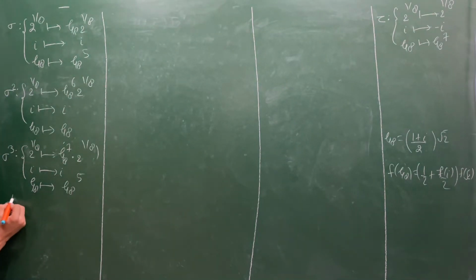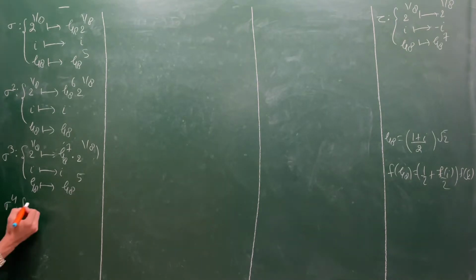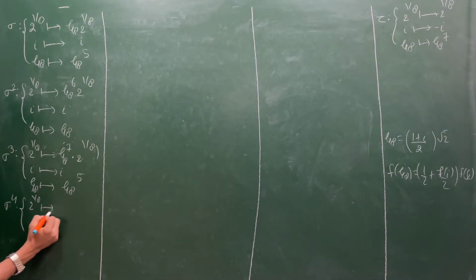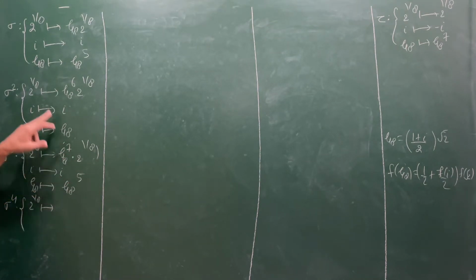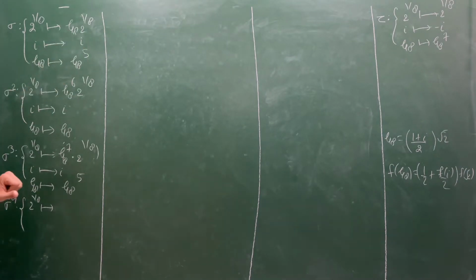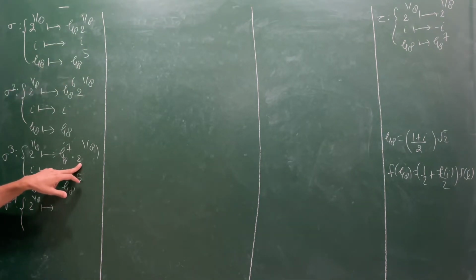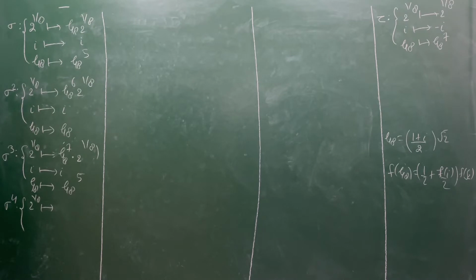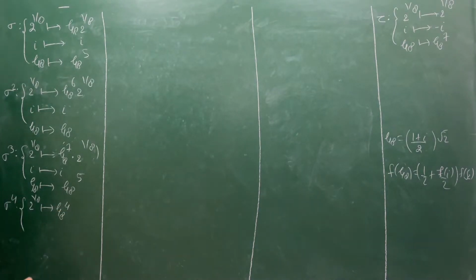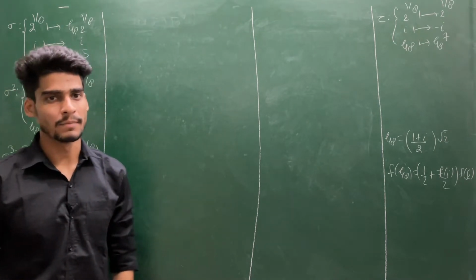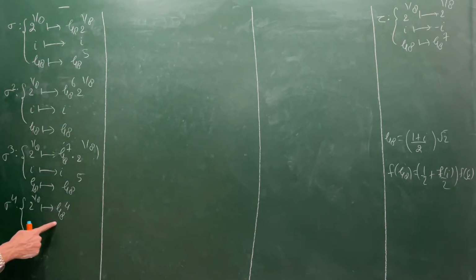Again, if you find sigma^4, then your 2^(1/8) will go to zeta_8 to the power sigma of zeta_8^7. But sigma of zeta_8 is 5, so the whole power is 35. And again one zeta you will get from here. So you will have zeta to the power 36. That means you are having zeta_8 to the power 4, because zeta_8 to the power 36 is the same as zeta_8 to the power 4, because zeta to the power 8 is 1.